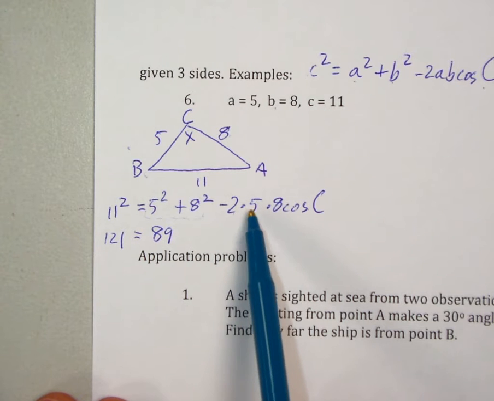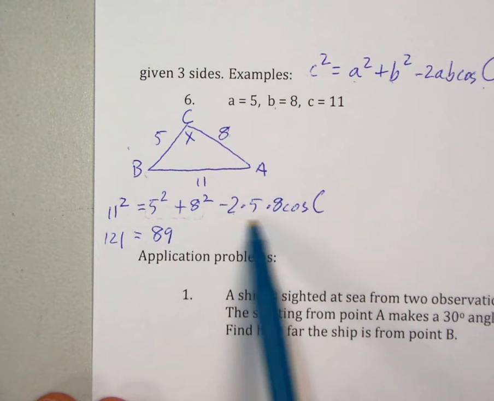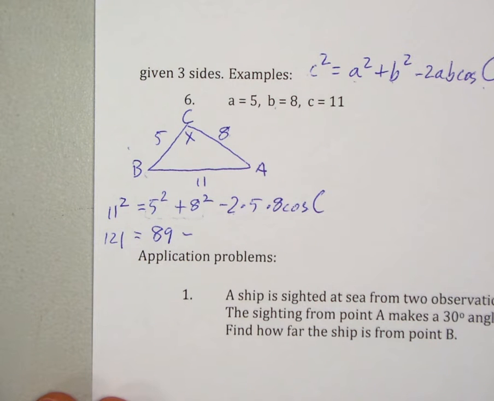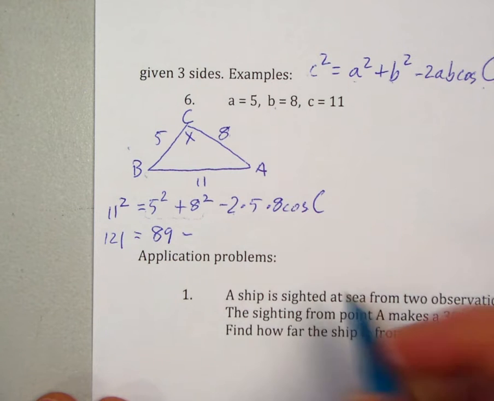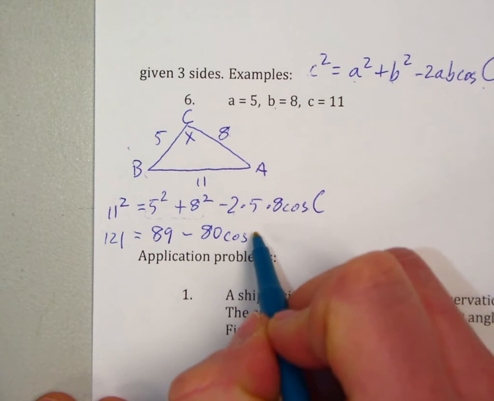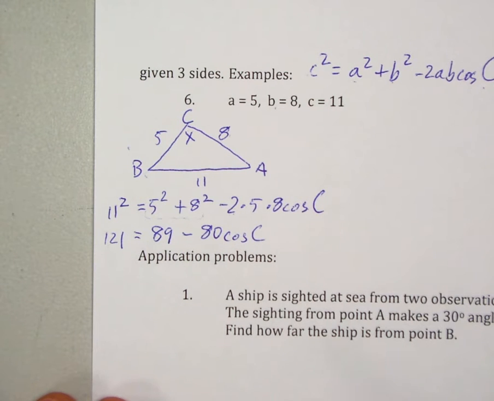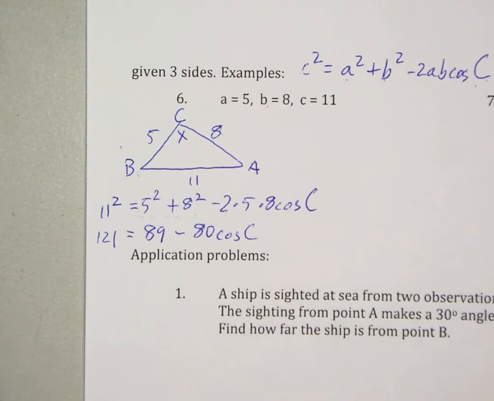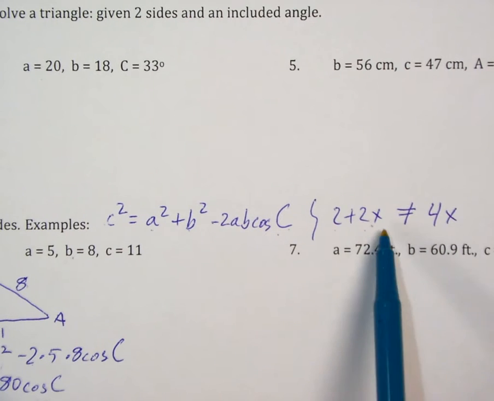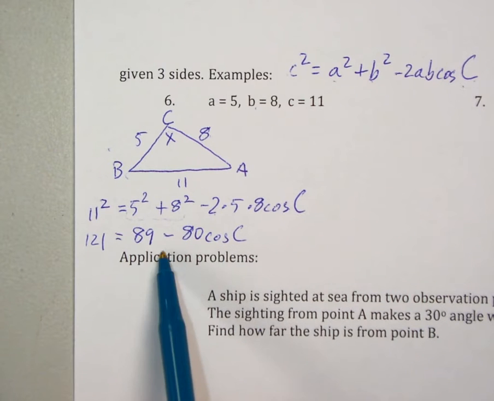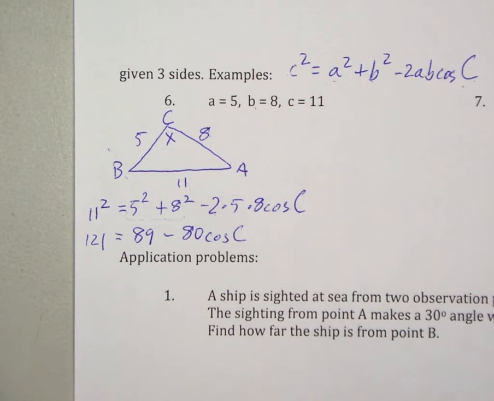These numbers are all multiplied together, so I'm going to consider that another group of numbers. So I'm going to go minus, and then 2 times 5 times 8, which is 80, times the cosine of angle C. Once again, I could just think to myself, oh, 89 minus 80, that's just 9, so I'll call it 9 cosine C. Well, remember that same analogy that I have up here. This says variables, this does not. These do not mix together. So because this one has a cosine and this one does not, I cannot just subtract these and call it 9 cosine C.